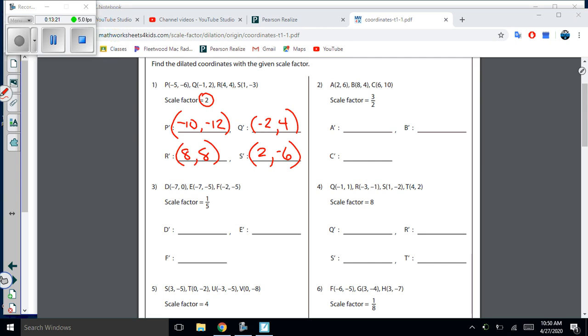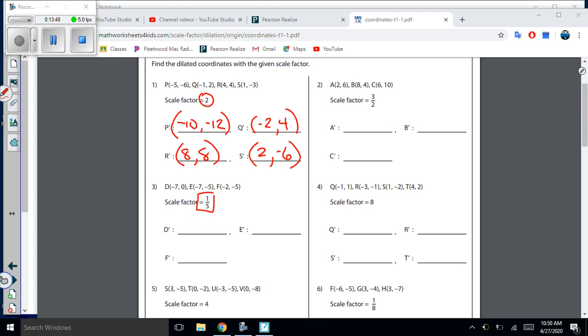All right, that's probably the easiest version that you've got, other than the first one where I went enlargement or reduction. If I take a look at number 2, let's actually look at number 3 where we're at a fractional situation. And so I'm at D. If I look at D and I have to multiply by a scale factor of 1/5, you can see that I'm going to take -7 times 1/5.